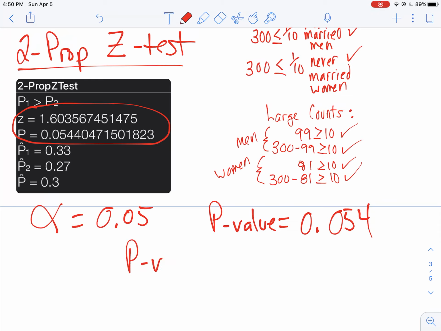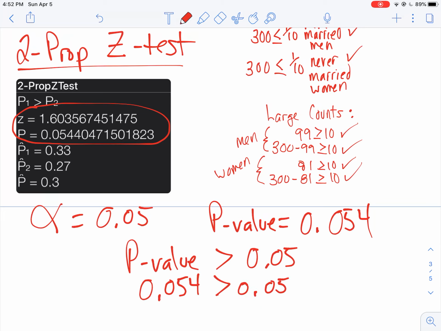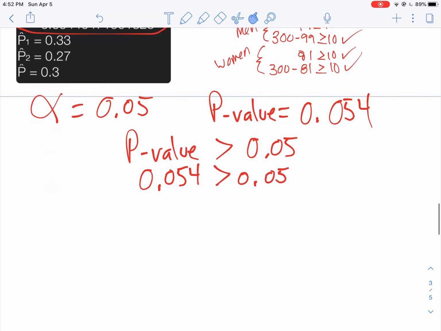So let's see. Our p-value in this case is greater than our significance level, 0.05. So what does that tell us? That means we do not have enough evidence to reject our null. Remember, it has to be less than your significance level to reject the null hypothesis. Once again, we have a situation here where we fail to reject it.